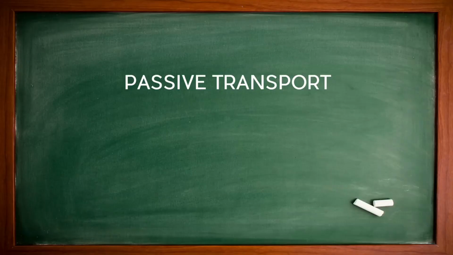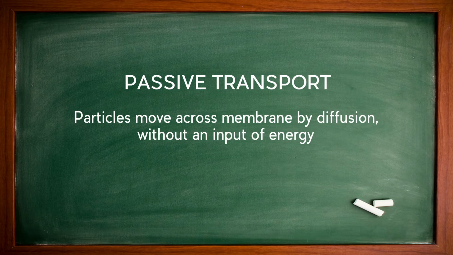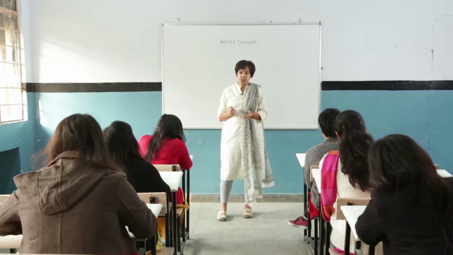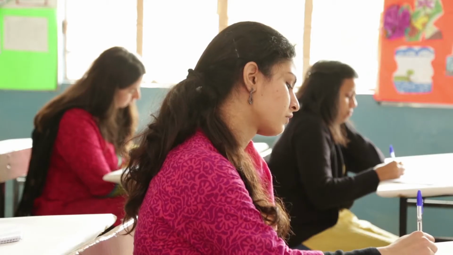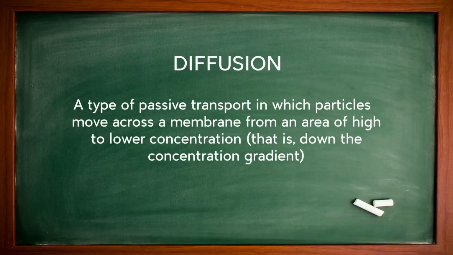The passive in passive transport indicates that movement of particles across the cell membrane happens without an input of energy. So in passive transport, we don't require an energy source such as ATP. One example of passive transport is diffusion.